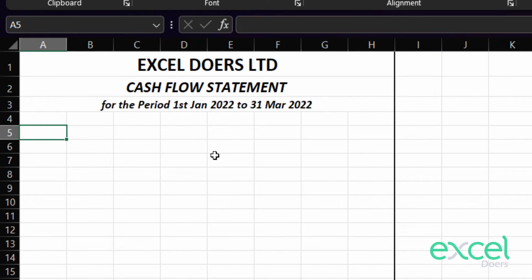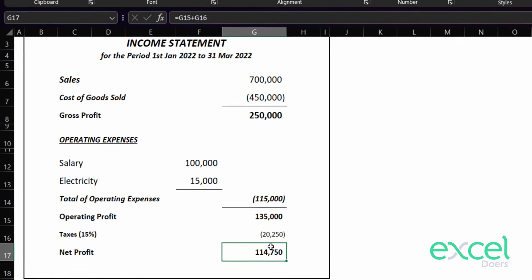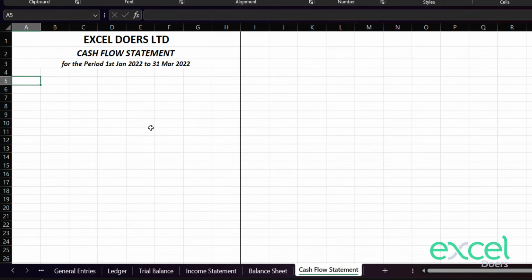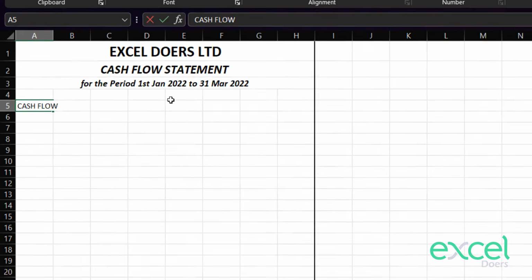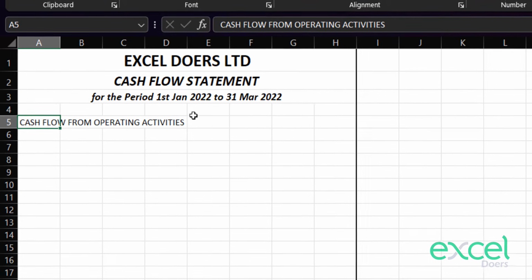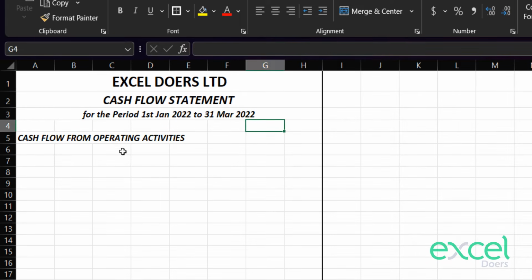Cash flow always starts with whatever result you have got in your income statement, which is the net profit or the net loss. So I'm going to start my cash flow statement. So first thing we will say cash flow from operating activities, right? You can bold it, apply italic, or you can apply it like this, operating activities. You can also underline, yeah.